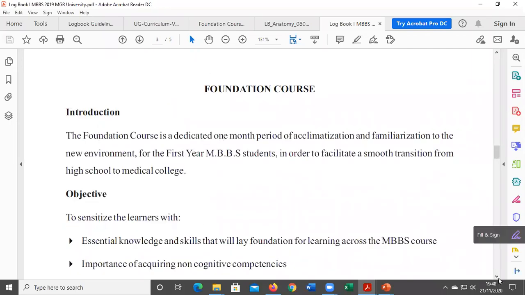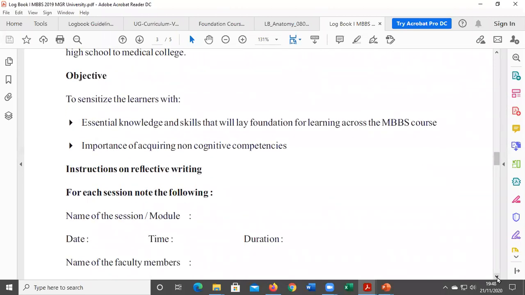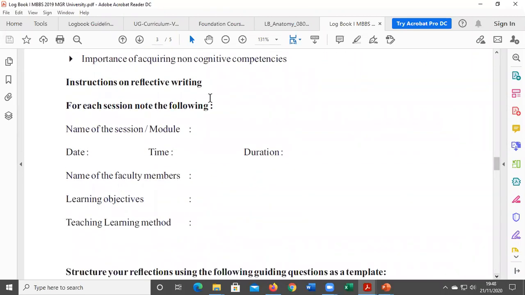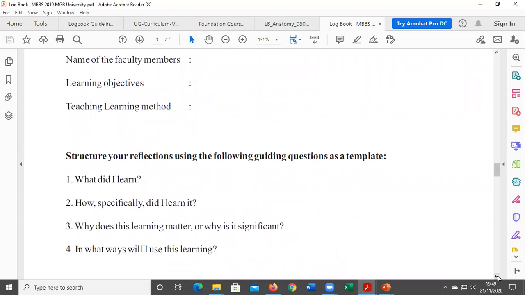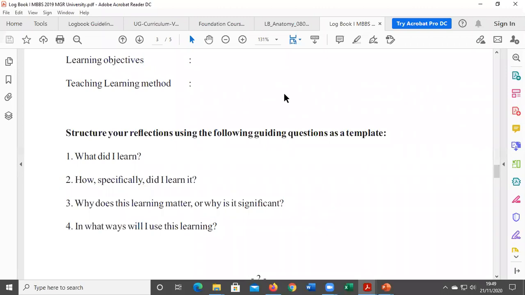Then there is an introduction to what the foundation course is all about, what the objectives are. There are instructions on reflective writing, the name of the session, the date, time, faculty members, learning objectives, the method that was used, and then answering these 4 questions. What did I learn? How specifically did I learn it? Why does this learning matter, or why is it significant? And in what ways will I use this learning? So this is a simplified way of asking those 3 standard questions of reflection: what happened, so what, and what next. And this is even more specific pertaining to the learning that has happened in a particular session.